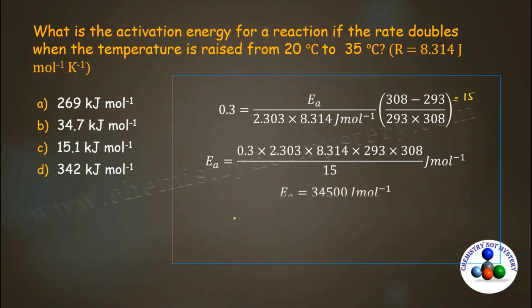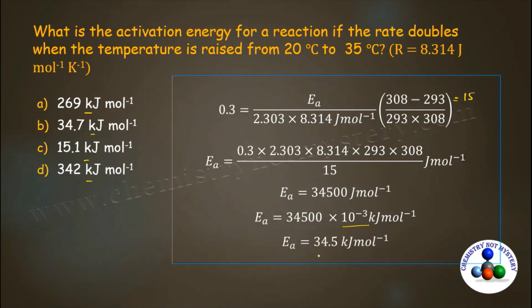When you solve this equation, you will get EA will be equal to 34,500 joule per mole. But in the options, values are given in kilojoule. So you have to convert this value into kilojoule by multiplying it by 10 raised to minus 3. You will get EA will be equal to 34.5 kilojoule per mole. And it is closer to the value of B. So option B will be the right option for this question.